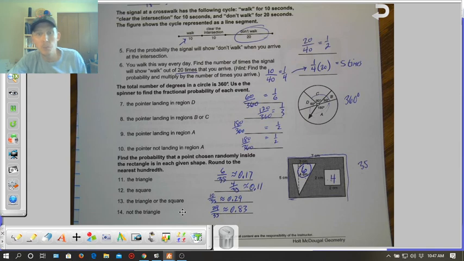So this is a brief lesson on probability, and then using that probability with geometric probability.